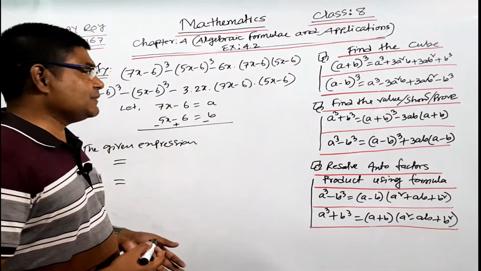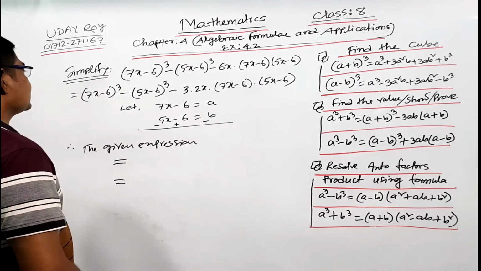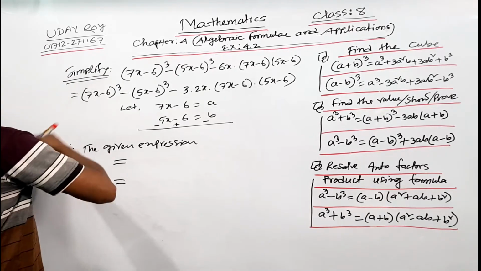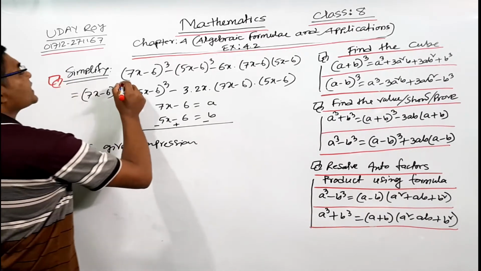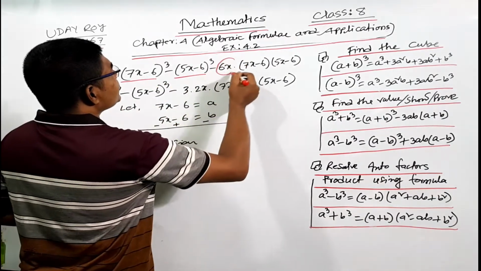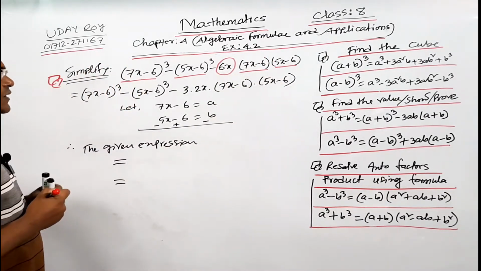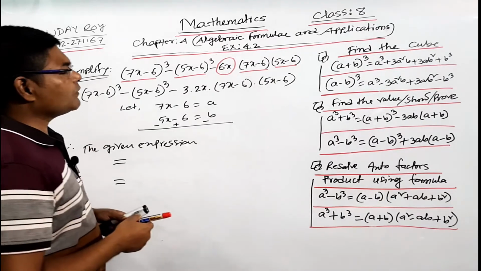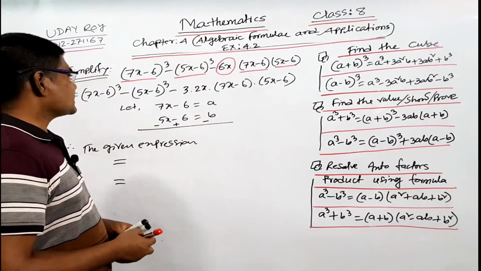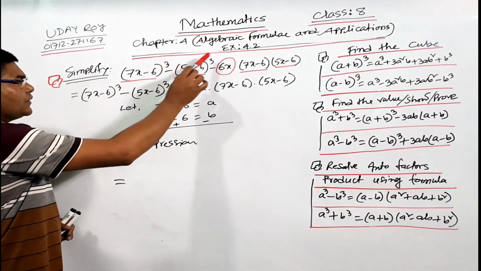Let us do another simplify. This is very important for you. Here is 7x minus 6. 7x minus 6 is important to simplify. Here is 7x minus 6 whole cube, 5x minus 6 whole cube, but here is 6x. So we know the rules. Here is a plus b whole cube and a minus b whole cube also. Let's come back here, 7x minus 6. So here is cube, here is cube.